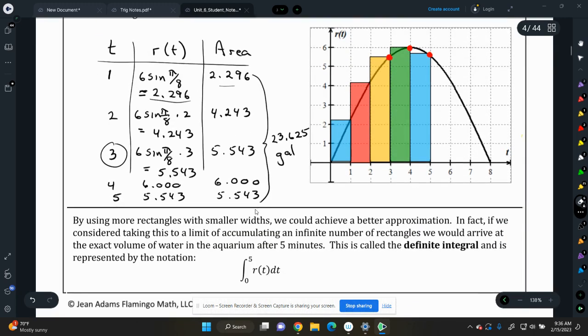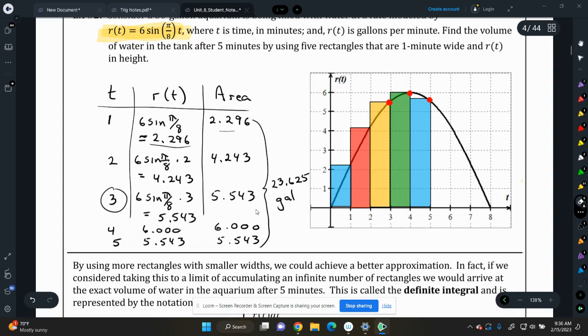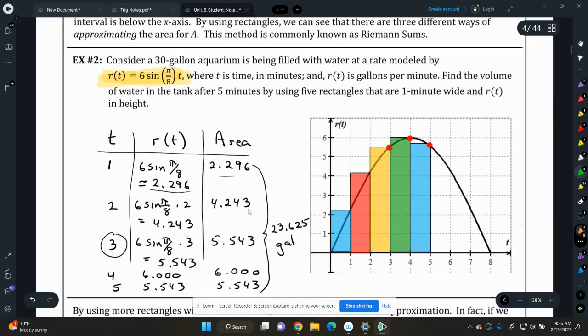Now, when I look at this area, that gives me an approximation of the area under the curve, right? The area under the curve. This is absolutely crucial that you understand this. The area under the curve is the volume.